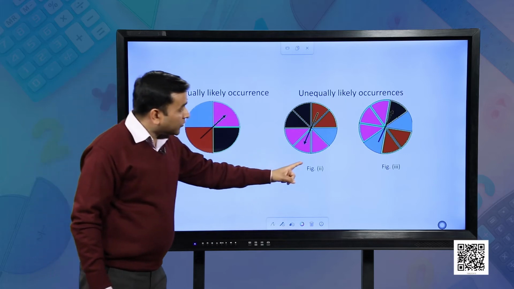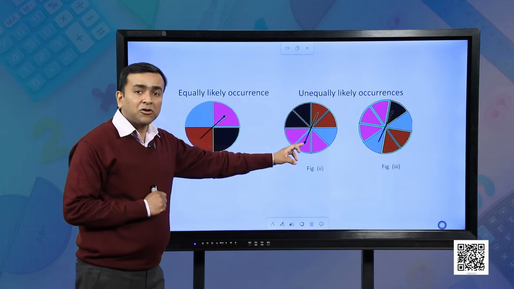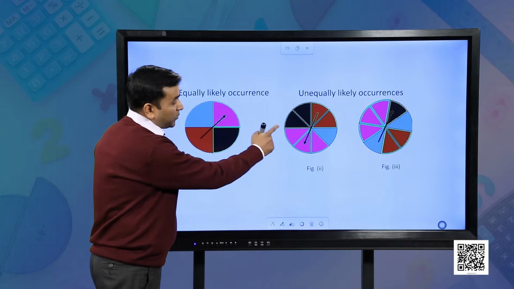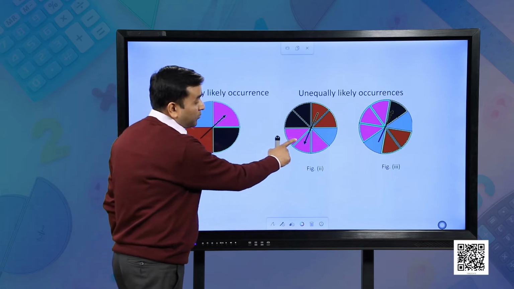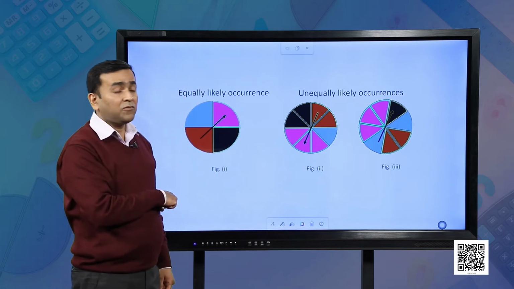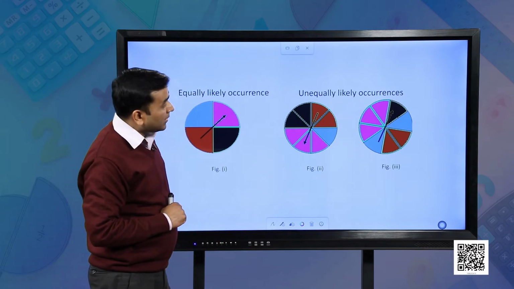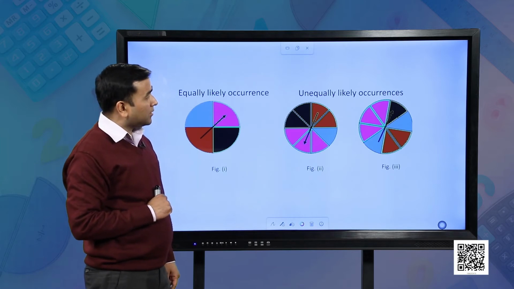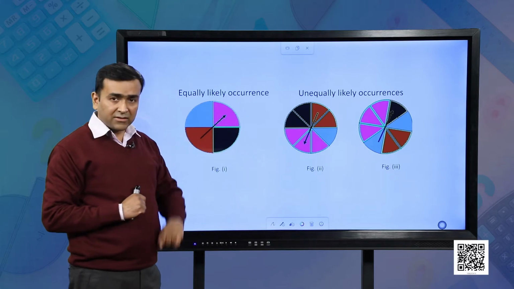In figure 2 and 3, see, we have a greater portion of purple color and a very less portion of blue color, right? So if we spin the arrow, then this has a greater chance of stopping at purple color and a very less chance of stopping at blue portion. Similarly, in figure 3, the arrow has a very less chance of stopping at black color. So this is an example of unequally likely occurrences.